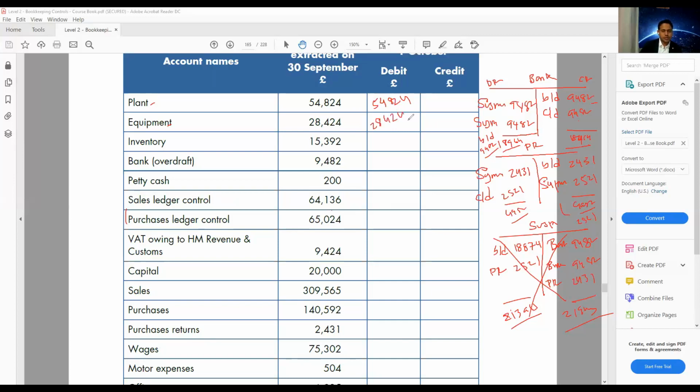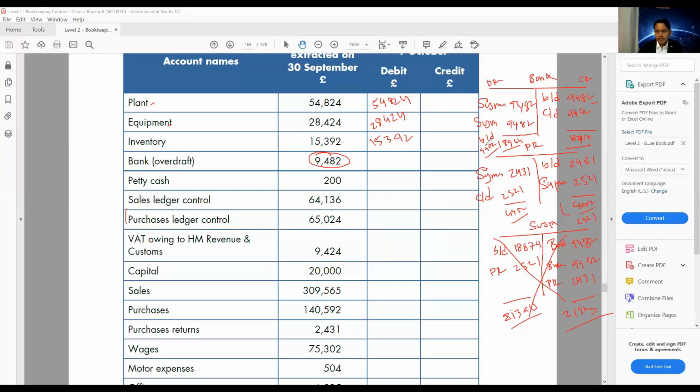28,424 is a debit as well. Yes. Inventory is a debit or credit? Inventory is an asset. Inventory is a debit. Very well done. That is 15,392. Very well done. Now the bank, I'm not going to take this one because we changed the bank figure, isn't it? So we have a new bank figure now.